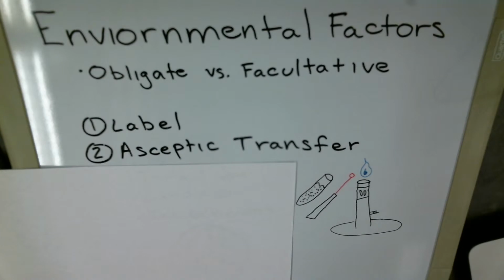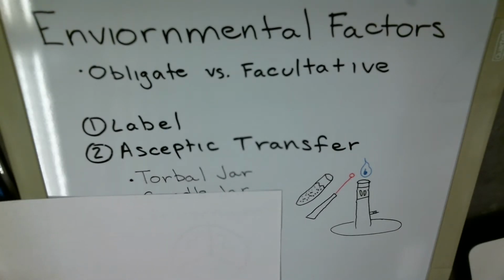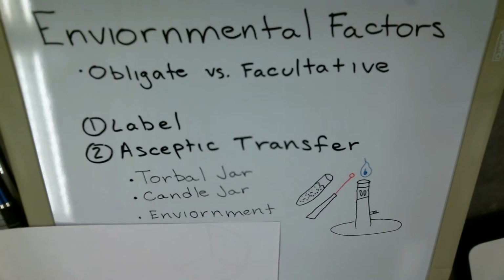In the next part, you're going to be inoculating bacteria onto a plate. So same as before, you'll flame your loop, flame the test tube, and then you'll take the bacteria from the broth and inoculate it onto the plate. We're going to be doing this 3 times because we're going to have 3 plates that go into the torble jar, the candle jar, and the environment.